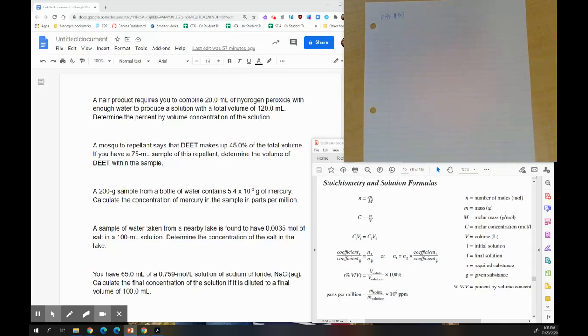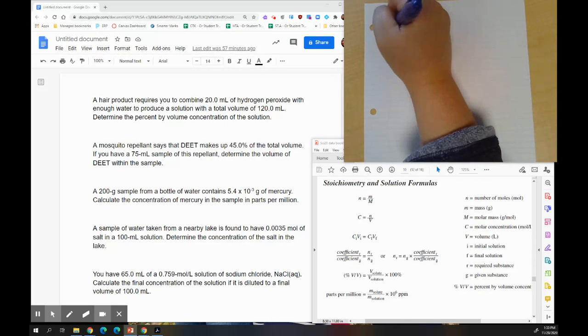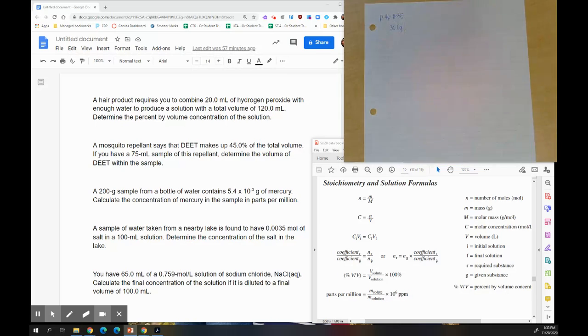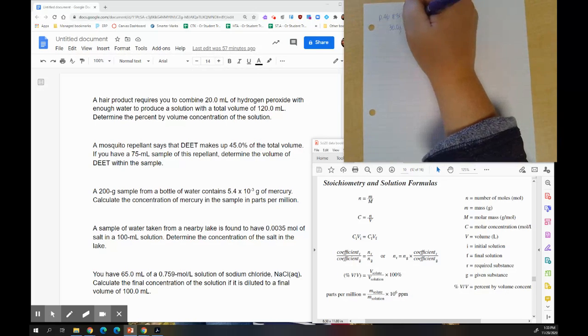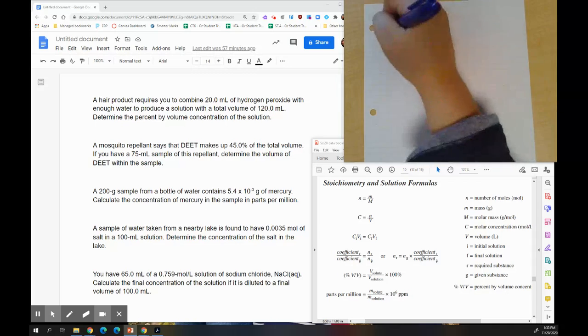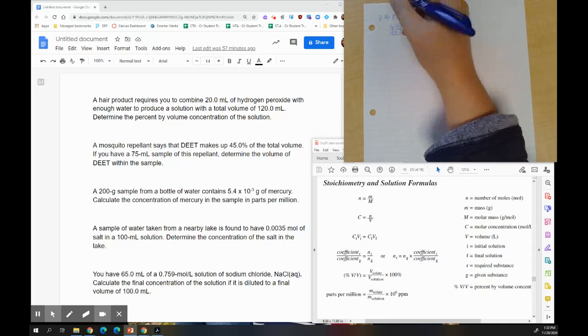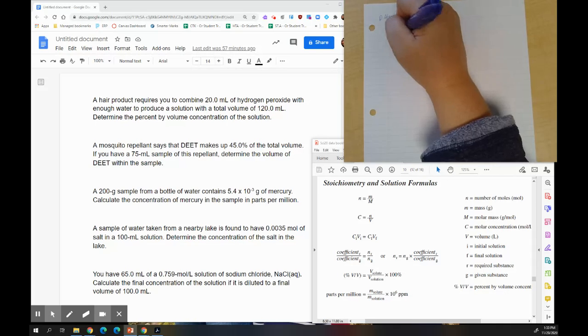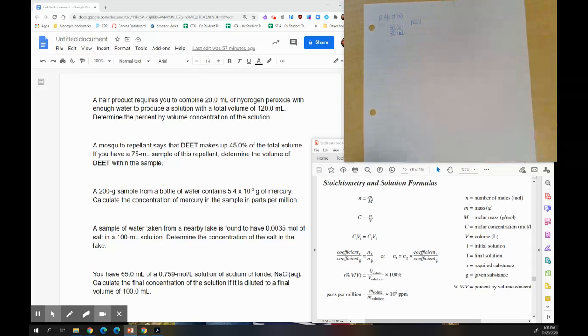All right, so it tells us that we have 30.0 grams of NaCl, sodium chloride, added to water to make an 800 milliliter solution. For part A, it says use the periodic table to determine the number of moles in 30.0 grams of NaCl. So this is the type of question I was talking about earlier.